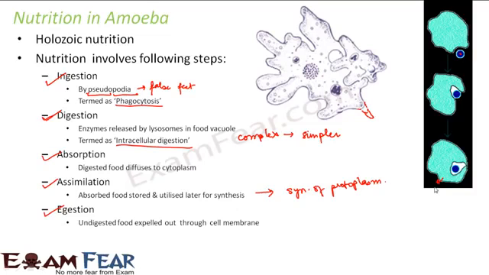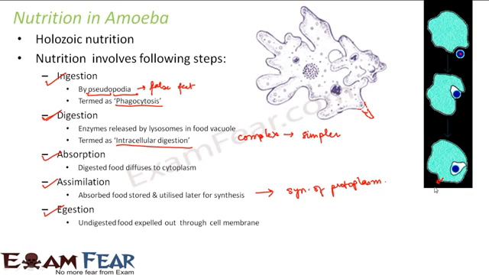So that is how the process of nutrition happens in the case of amoeba. Intake of food with the help of pseudopodia is known as phagocytosis. Then the digestion of food will happen within the cell with the help of the enzymes released by lysosomes, and then the digested food will be absorbed in the cytoplasm and assimilated, that is, stored and utilized later for synthesis. The undigested food will be expelled out through the cell membrane, which is called egestion.